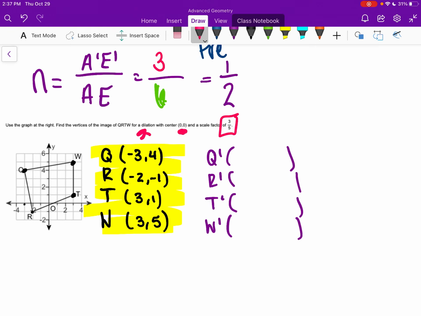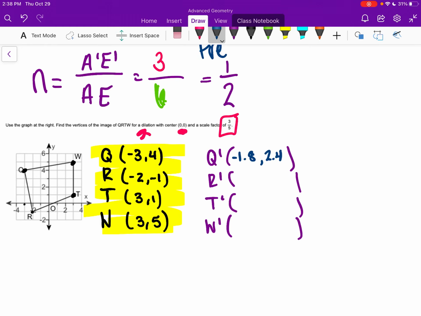-3 times 3/5 is -1.8. You can do decimals or you can do fractions, but pay attention during your test. However, the Envision website wants you to type that in. But if I am multiplying by 3/5, first of all, that is less than 1. So this is going to be a reduction. This image is going to get smaller. And -3 times 3/5 is -1.8. That would be my x value. And now I do 4 times 3/5, and I get my y value of 2.4.